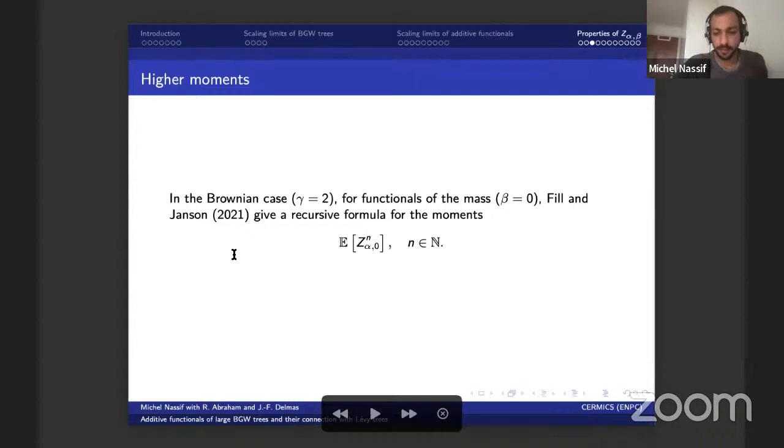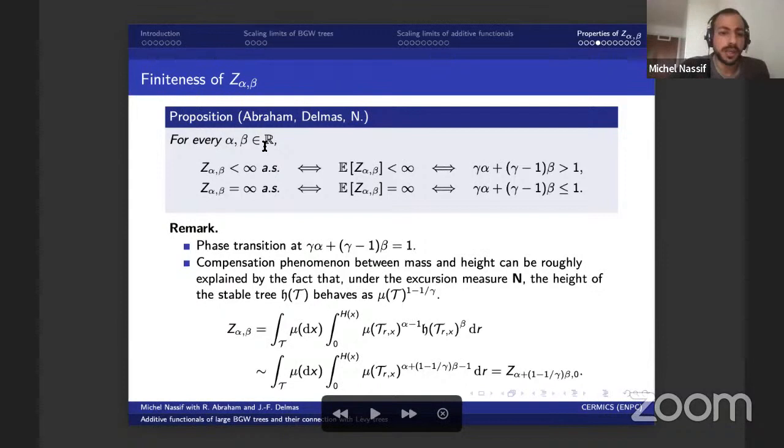And we can also study the finiteness of this family of random variables, and we distinguish. So just like the convergence result, we have two regimes with the same condition. Either gamma alpha plus gamma minus one beta is greater than one, in which case our limiting random variable is finite almost surely, or this is not the case, and the random variable is infinite almost surely. So once again, there's a phase transition happening at this value, which actually explains why there's a phase transition for the Bienaymé-Galton-Watson trees.